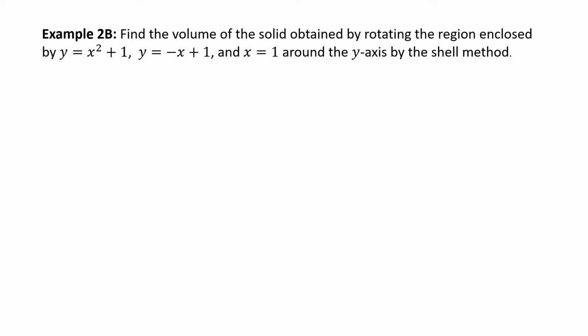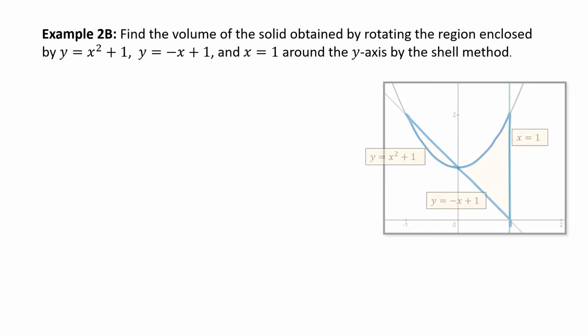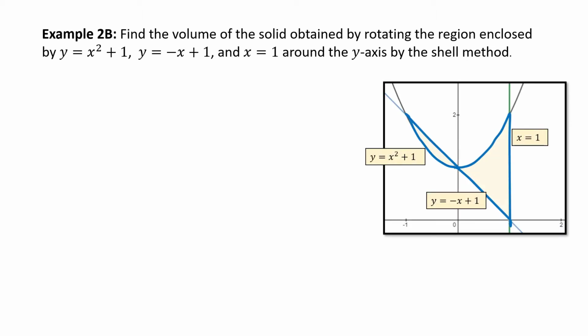Example: find the volume of the solid obtained by rotating the region enclosed by y equals x squared plus 1, y equals negative x plus 1, and x equals 1 around the y-axis by the shell method. Let's begin by getting a sketch of our graphs.